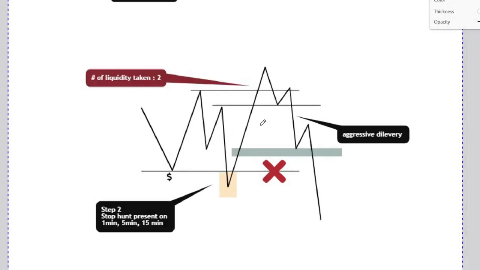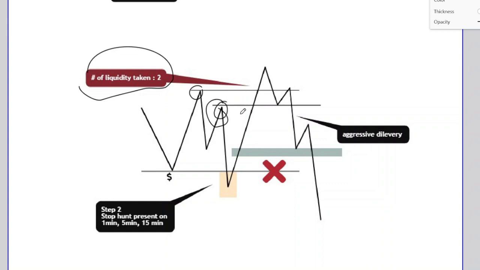So another factor that would hinder this setup from working is the amount of liquidity taken. So if price takes out 2 levels of liquidity, this point of interest would more than likely not hold. So again, you would want to see 1 level taken. So let's say price came up here and then dropped. This would be a good setup. But the fact that price took out 2 levels of liquidity, a lot of times the setup would not work.